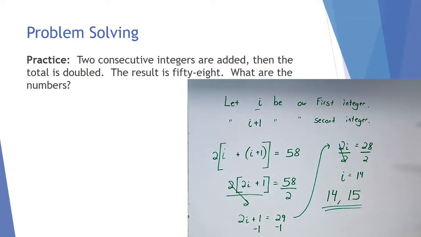Now let's see if that's true. If we add these two together, we get 29, and then double that, we would get 58. And so that works out. We found our solution. Hopefully you got that, but if not, you might want to rewind the video and pause, make sure you understand where you made a mistake there. Let's take a look at another one.